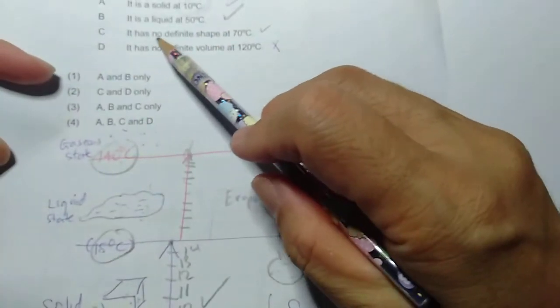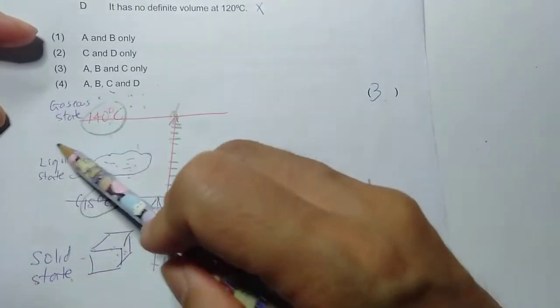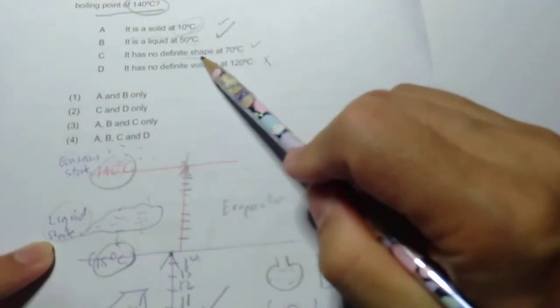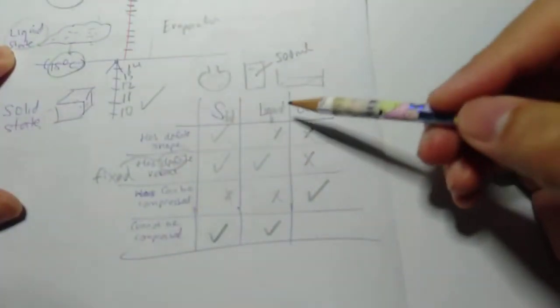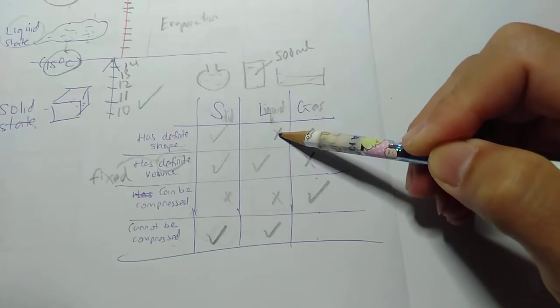Liquid. It has no definite shape at 70. So at 70, which is between these two, is a liquid state. So at 70 degrees Celsius, you're supposed to infer that it is in a liquid state. Liquid state, it has no definite shape. Let's check. Liquid state, definite shape. Yeah, no definite shape. True.